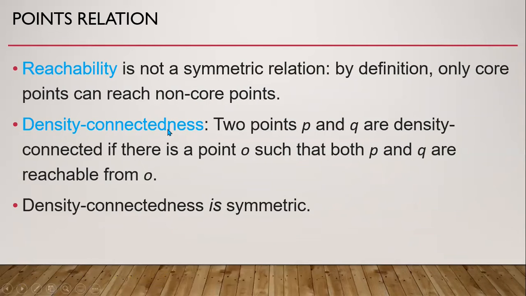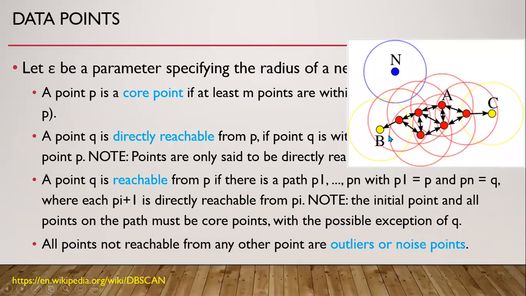Density connectedness. What is density connectedness? Two points P and Q are density connected if there is a point O in between such that both points P and Q are reachable from O. And density connectedness is symmetric. So points B and C are density connected with each other.